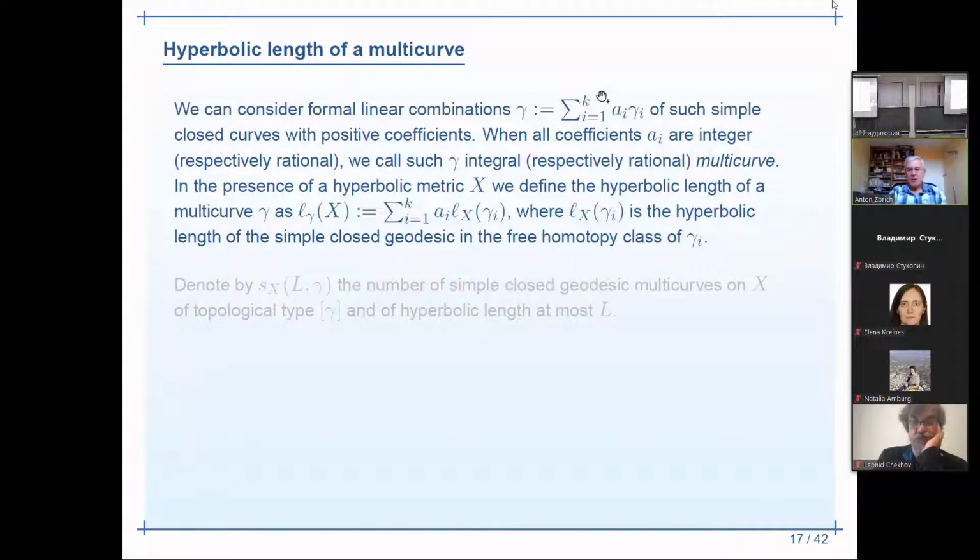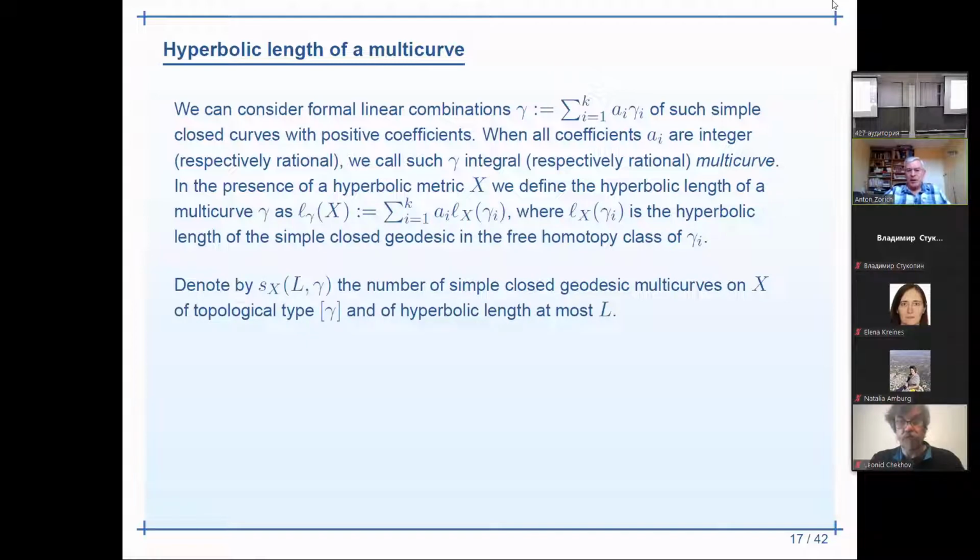Just saying that if I have a multi-curve with certain integer weights a_i, I replace it by a primitive multi-curve where there are no weights. I let it contract. I measure the length of the corresponding geodesic components, and then I recall that I had weights, and I take a linear combination of lengths of components, which incorporates the weights. And in this way, in the presence of a hyperbolic metric X, I associate to my multi-curve gamma a length. And now, since I can bound the length, I can count multi-curves.